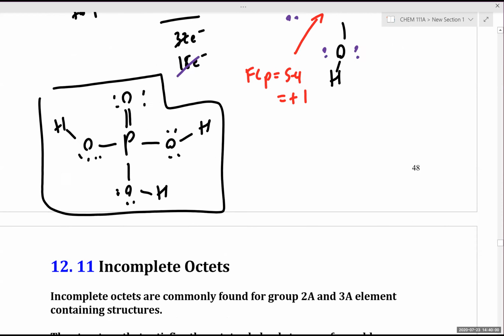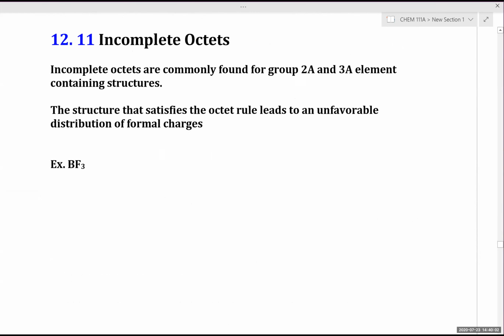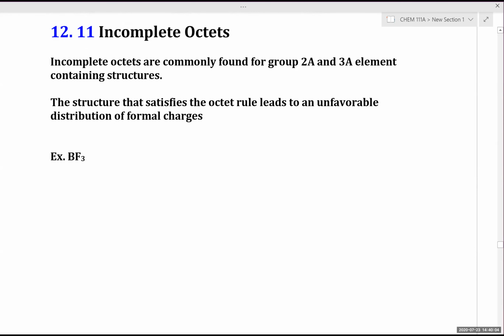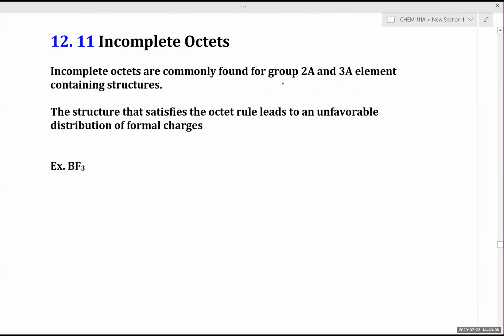So the corollary to expanded octets are incomplete octets. Incomplete octets are commonly seen for group 2A and 3A elements, and essentially these structures don't follow the octet rule. The reason for that is the structure that satisfies the octet rule leads to an unfavorable distribution of formal charges.